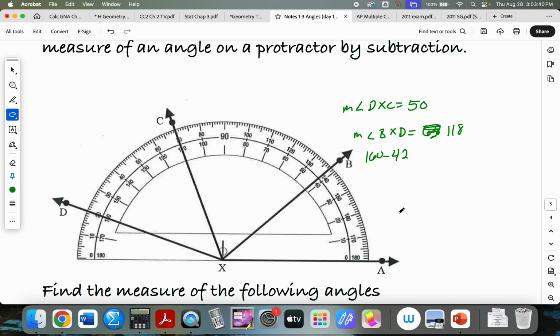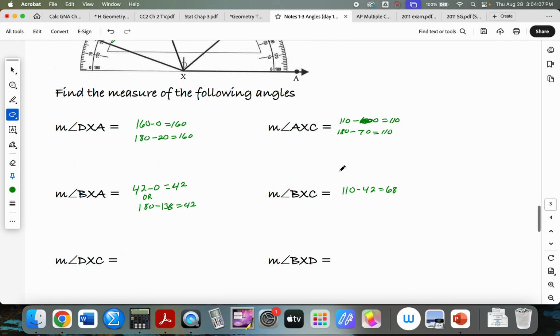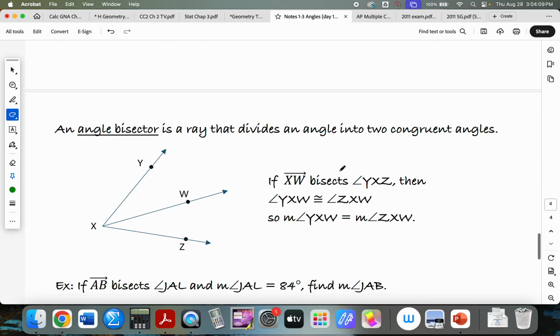The other thing you can do is count: 10, 20, 30, 40, 50, 60, 70, 80, 90, 100, 110, and this is another 8. You can do that also. Sometimes that's easier than others. Sometimes that can be a little confusing. All right. Let's go on to page 4.